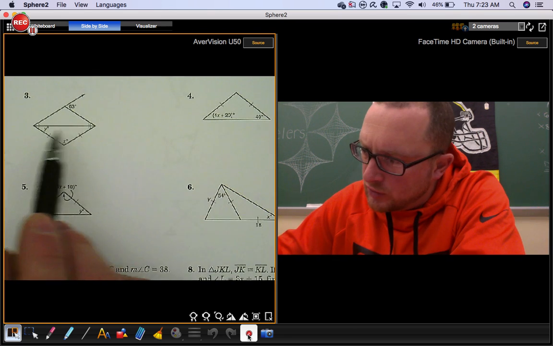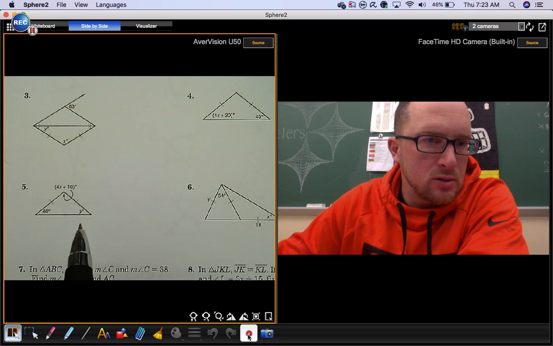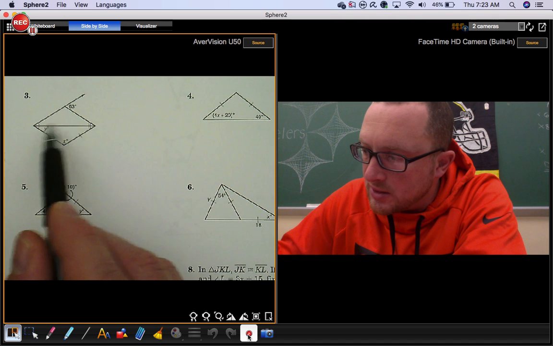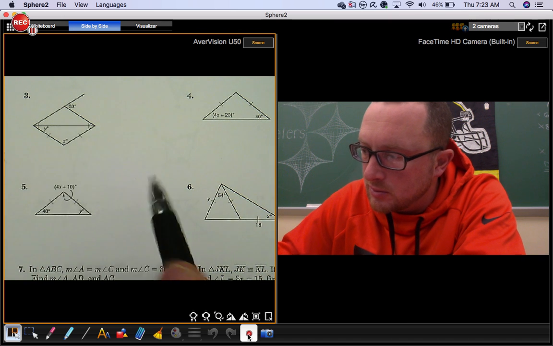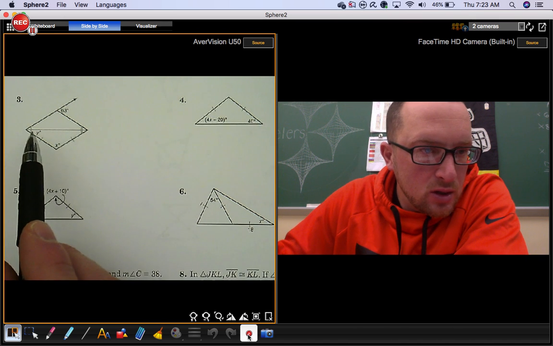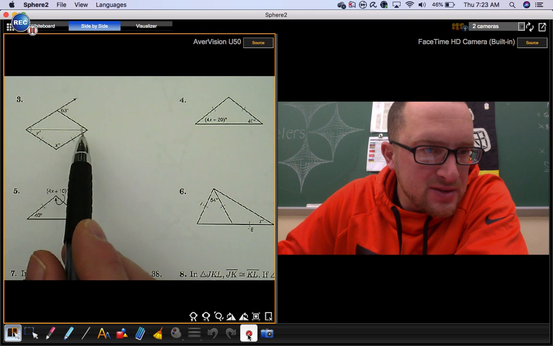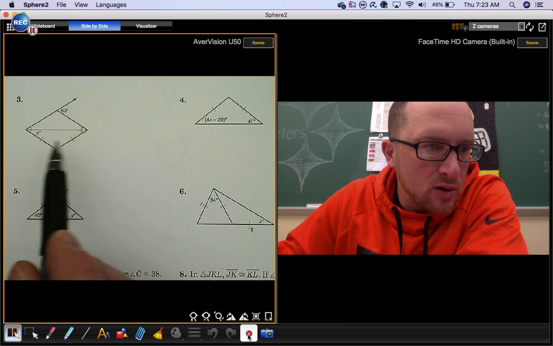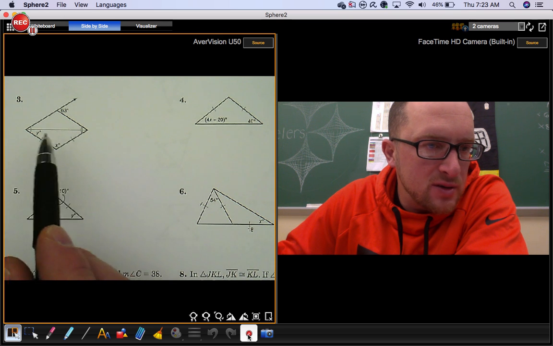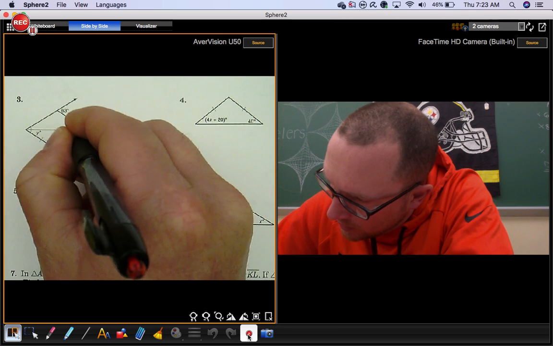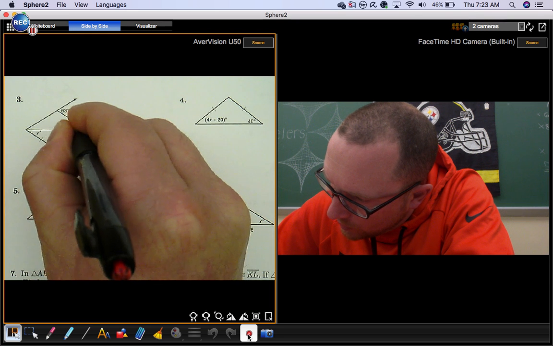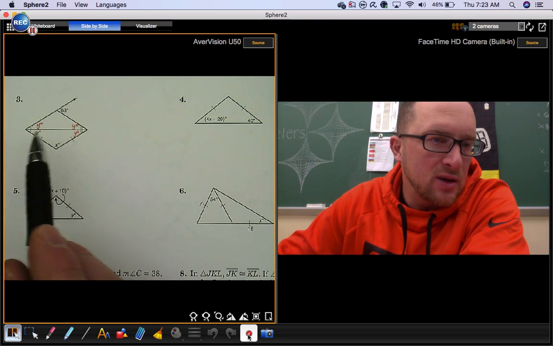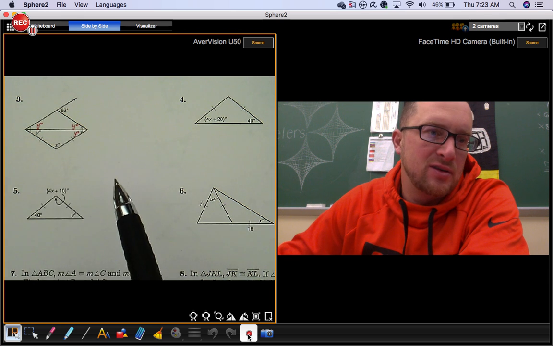Number 3, we have two isosceles triangles. Well, maybe we don't. We have one isosceles triangle. That's this guy right here. So this angle that has one arc on it and this angle that has two arcs on it most of the time are different. But if these legs are the same, then these two angles are the same as well. So what's going to happen is all of these angles are the same. They're all y degrees, because if this angle matches this angle, then they all match each other.